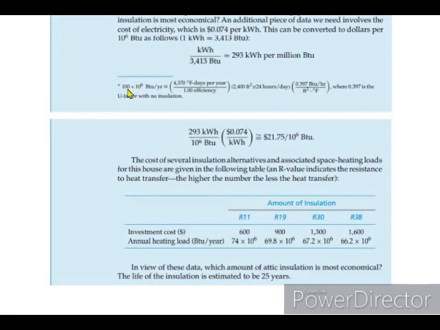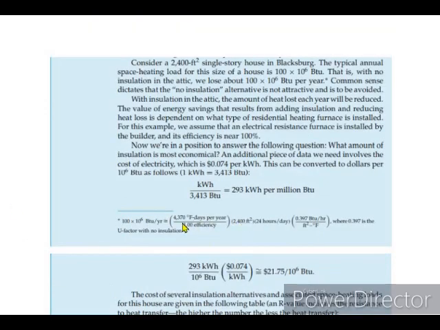So here, 100 times 10 raised to 6 BTU per year is approximately equal to this, 4,370 degree days per year over 1.0 efficiency. So this value is from the problem. It is the degrees Fahrenheit days per year, while this 1.0 efficiency is equal to the efficiency of 100%. That's why it is 1 here.